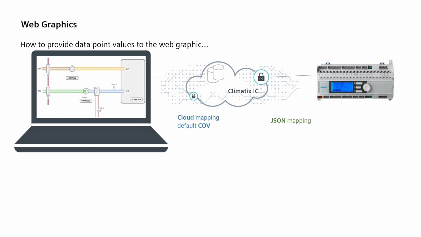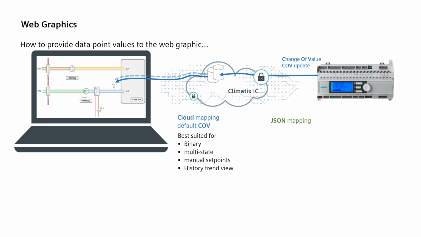Let us have a look at the web graphics. Two mechanisms are available to display data in a web graphic. The cloud mapping, change of value mechanism pushes data to Climatics IC so that the last known value is always available in the cloud, even when the controller is offline. Cloud mapping requests are best suited for binary, multi-state and manual setpoints as the last known value is always shown.